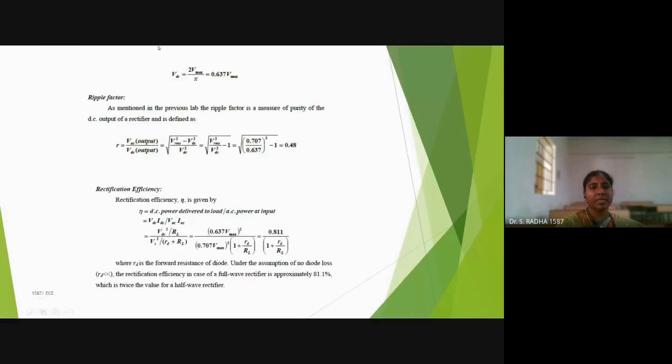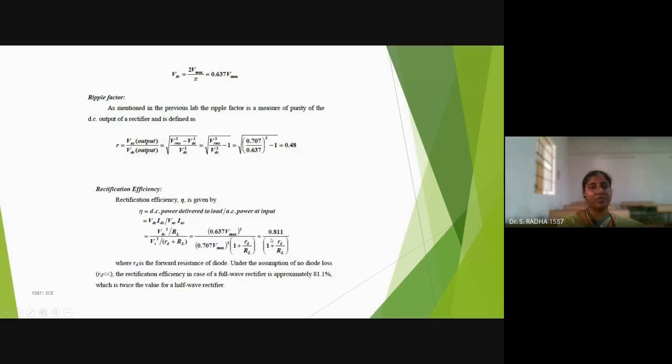Now here, the ripple factor. Ripples means those fluctuations instead of constant. Instead of a constant line, those small fluctuations are there. How much amount of fluctuation is there? In the full wave rectifier, the fluctuation will be 0.48. This is efficiency, how far it is able to convert AC signal to DC signal.